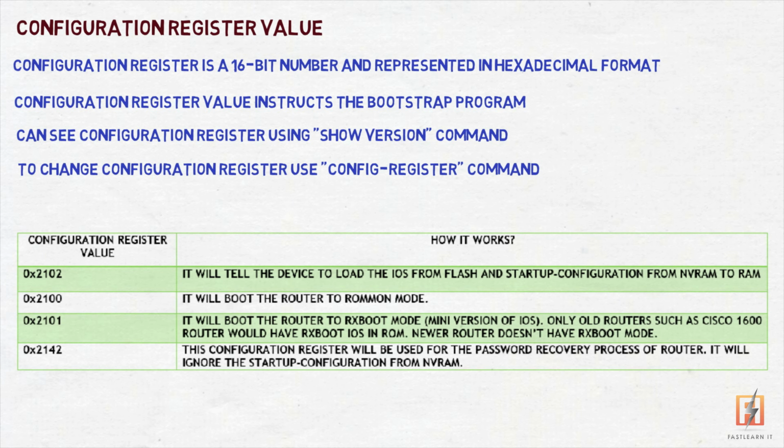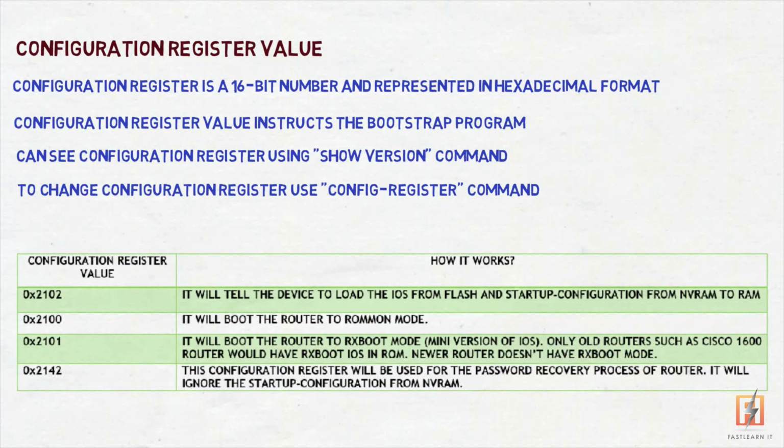The fourth configuration register value, 0x2142. As we discussed earlier, the startup configuration file of the router will be in NVRAM, including password configuration. In case you forgot the router password such as line console or enable, as a password recovery mechanism, you can use the configuration register value of 0x2142. Once you set it, the router will ignore the configuration file from NVRAM and proceed without configuration. That way you can get to the router console as we get to a new router without configuration.